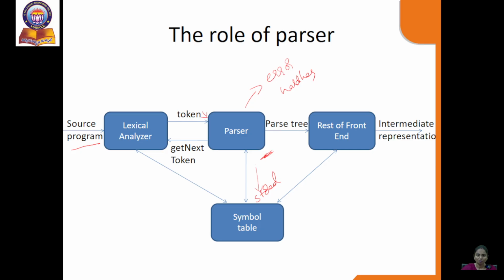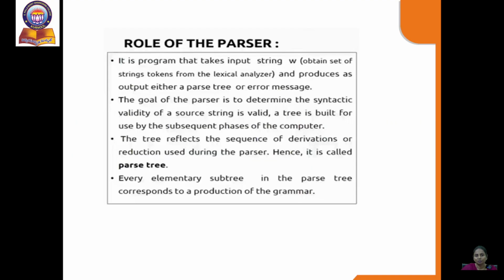The construction of the parser has some rules to be followed. We'll discuss them. Here I have given a few points regarding the role of the parser. It is a program that takes an input string. Suppose we consider an input string W, which is a sequence of tokens, and it produces as output either a parse tree or an error message. If the received tokens have proper meaning, then it can construct a parse tree. Otherwise, if it identifies any unrecognized token, it will be reported as an error message to the error handler.